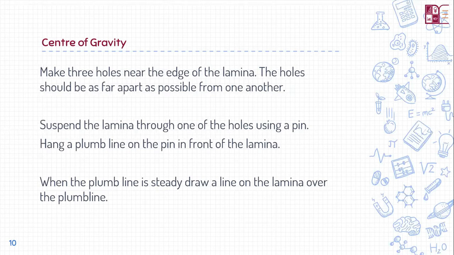Now, how to calculate the center of gravity for irregular objects? So what we do with the irregular object is we make different holes at the end of the irregular object and make sure that they've got considerable distance between them. Then we suspend that irregular object through one of the holes using a pin. We hang it on a plumb line and we draw that plumb line on that object.